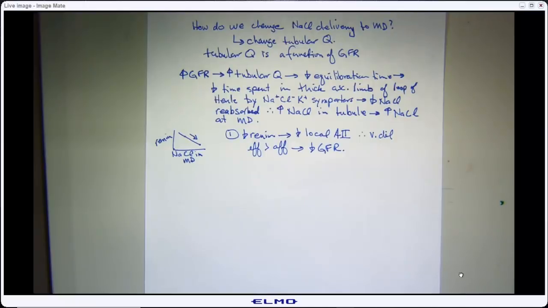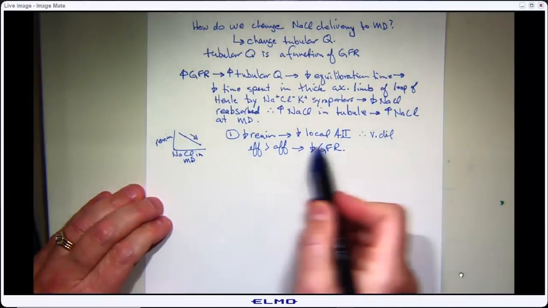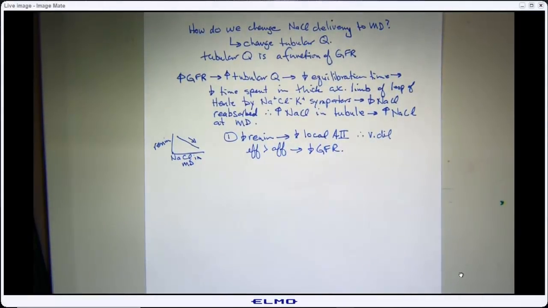Okay? When it comes to sodium chloride in the macula densa, it's all local. It's all small or local concentrations, low concentrations that they'll talk about. So we get this effect on GFR.